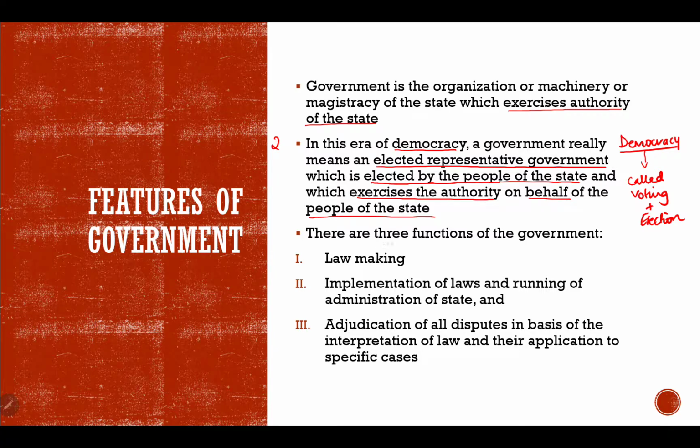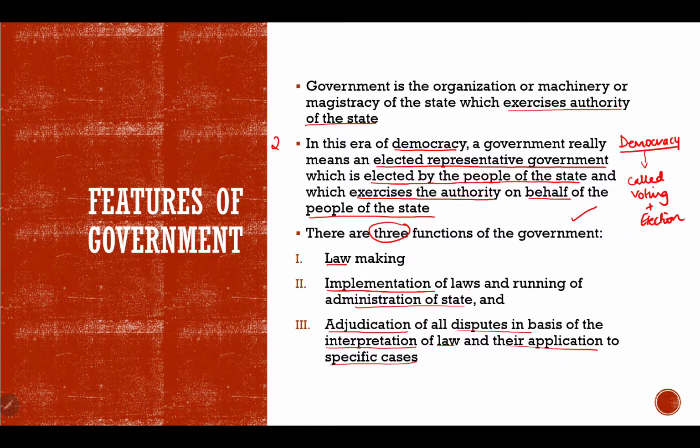Okay, there are three functions of the government. Number one is lawmaking. Number two is implementation of laws and running the administration of the state. And number three is adjudication of all disputes on the basis of interpretation of laws and their application to specific cases. So the first function of a government is lawmaking, then executing laws and seeing how the mechanism is running and whether the administrative section is performing its duties well enough to give a good life to the citizens.